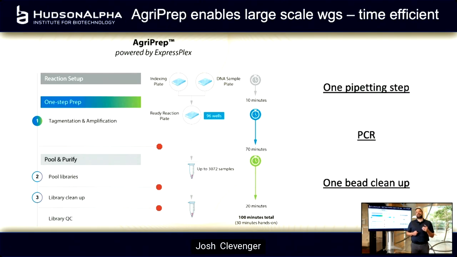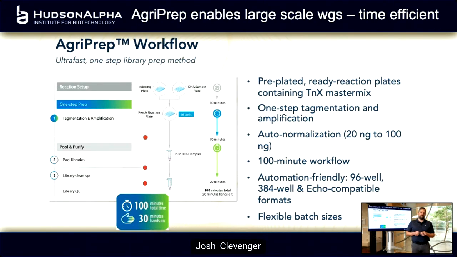So let's hear from Sequel about what they think is good about their workflow. Okay, so they say it's an ultra fast, one-step library prep method. I agree, I just told you that. They also celebrate that they have pre-plated ready reaction plates. It's a one-step tagmentation amplification. We're going to talk about auto-normalization, which is a major part of it as well, and it's really fast. They say 100-minute workflow, but that actually includes the PCR.